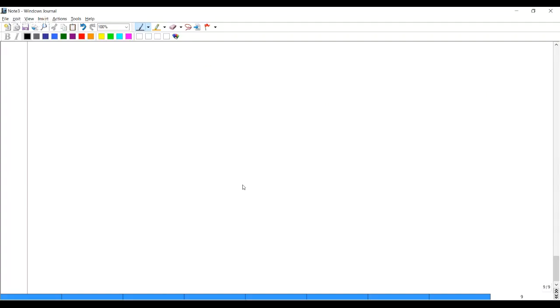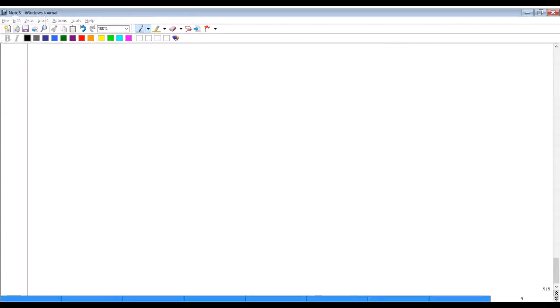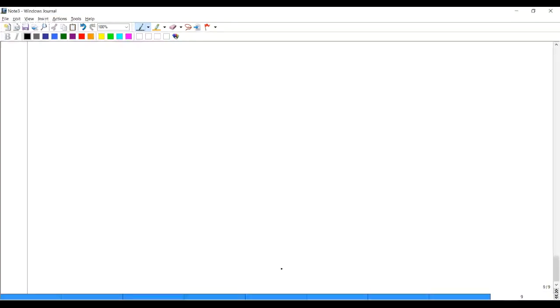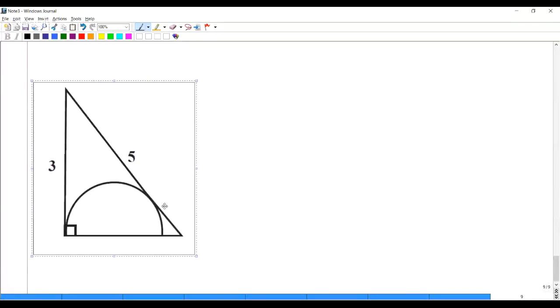If you look at question number 60, a semicircle is inscribed in a triangle as shown below. The radius of the circle is, let me get the diagram for you. Question number 60. So he says a semicircle is inscribed in a triangle in the shown manner. So this is the figure which is shown.